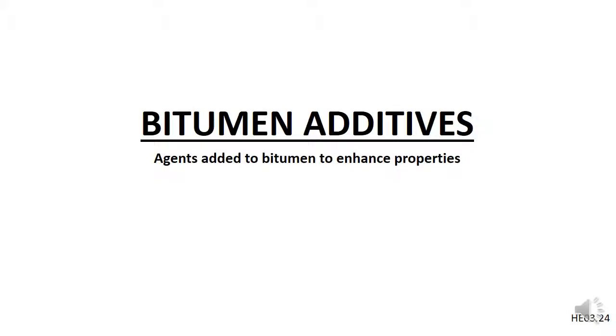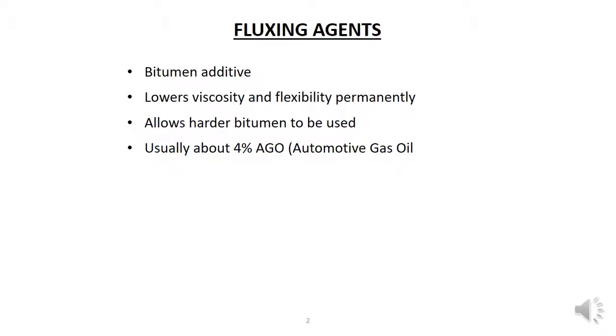In this video, we will look at the substances or agents added to bitumen to enhance properties like viscosity and adhesion. The cutter in cutback bitumen only creates a temporary reduction in the bitumen's viscosity. The bitumen goes back to its original viscosity as the cutter evaporates out of the mix.